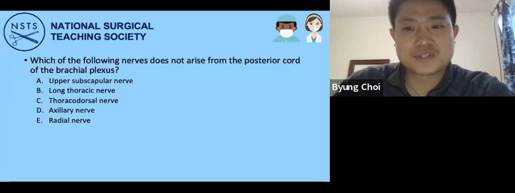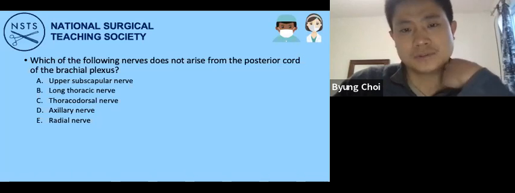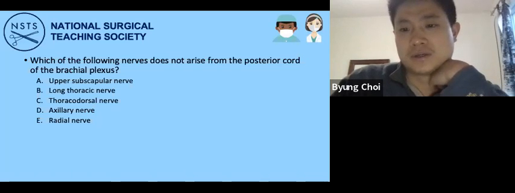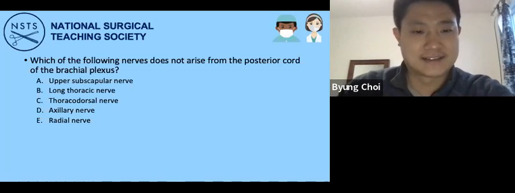Okay, I'll give you a few more seconds, but more than half of you are voting now. Okay, so we'll end there. Great, so 60% of you that voted went for long thoracic nerve, which is the answer in this case. So well done.